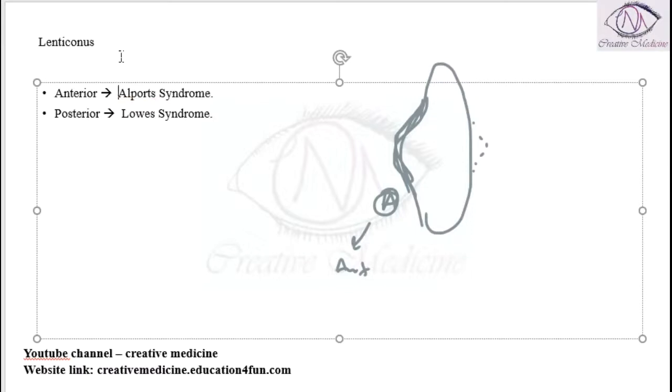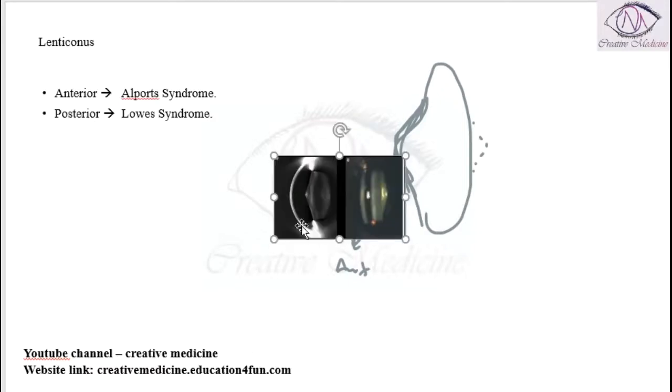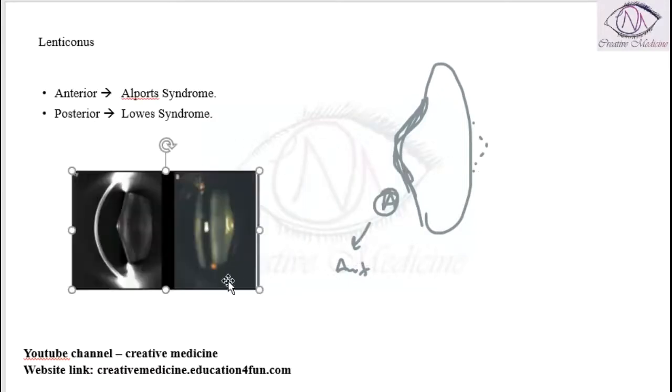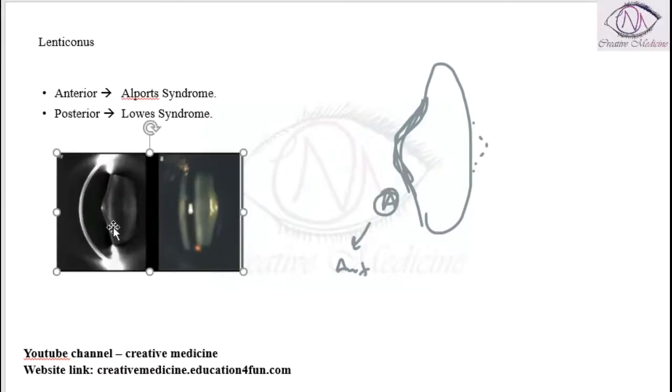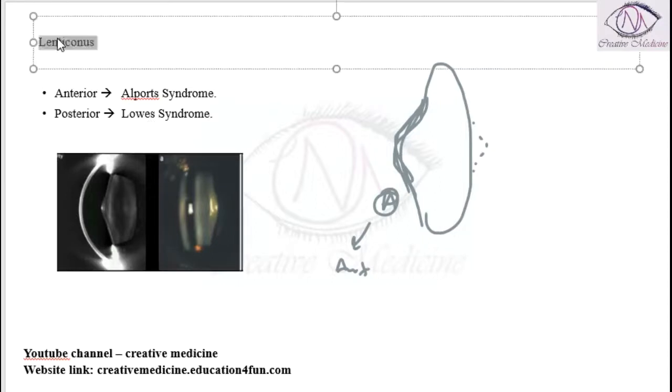Now, anterior lenticonus mainly involves Alport syndrome, which is important in anterior lenticonus, whereas posterior lenticonus occurs in Lowe's syndrome. So this is the anterior lenticonus. This is the lens, and this is the elevation seen on the lens, which is called anterior lenticonus. Here, this is the lens, and this is the posterior elevation seen on the lens, which is called posterior lenticonus.